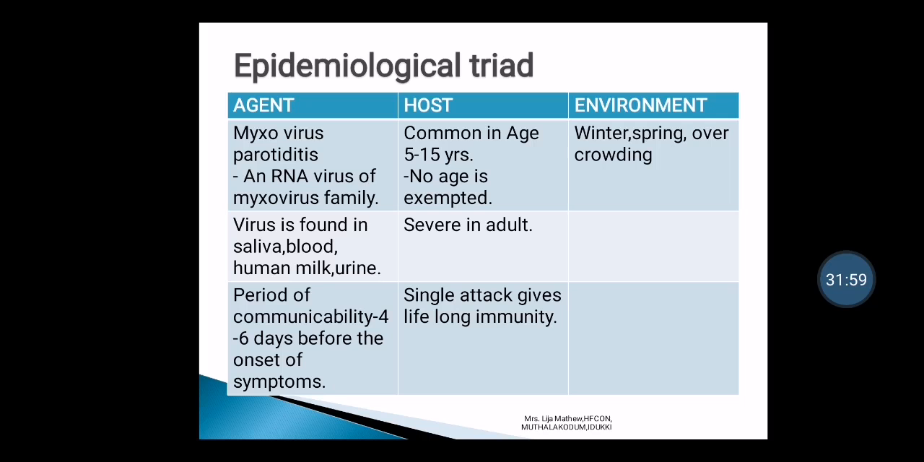Then regarding the host factors. In host factors, commonly it comes in children between 5 to 15 years, and there is no age exemption. We cannot say only in children, but it is usually more among 5 to 15 years. Anyone can get it. And the disease tends to be very severe in adults. If it comes in adults, it will usually attack in a severe form. And a single attack gives a lifelong immunity. Once it comes, it never comes again. We have heard that mumps does not come repeatedly once it has come, because it gives lifelong immunity to the person.